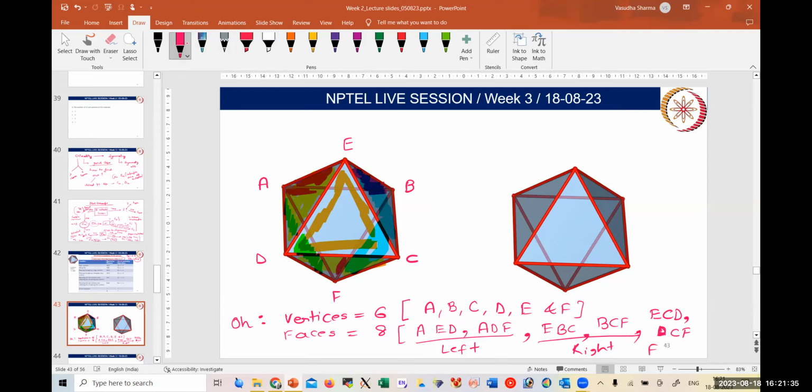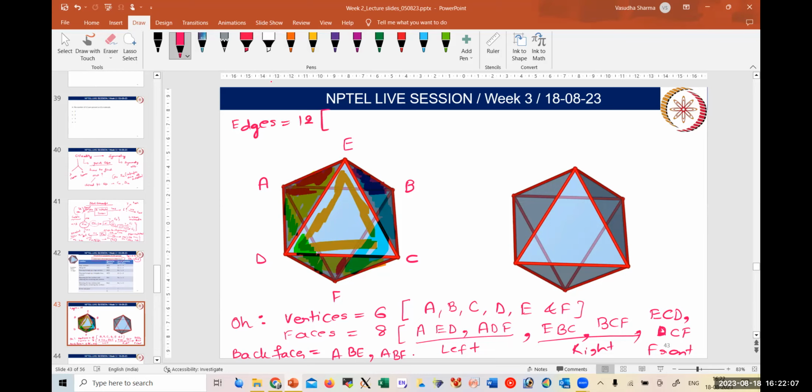So these are the front ones, and the back faces are ABE and ABF. So this is what we found, that 8 faces are there. Now the turn is of edges, and edges are 12 in number.